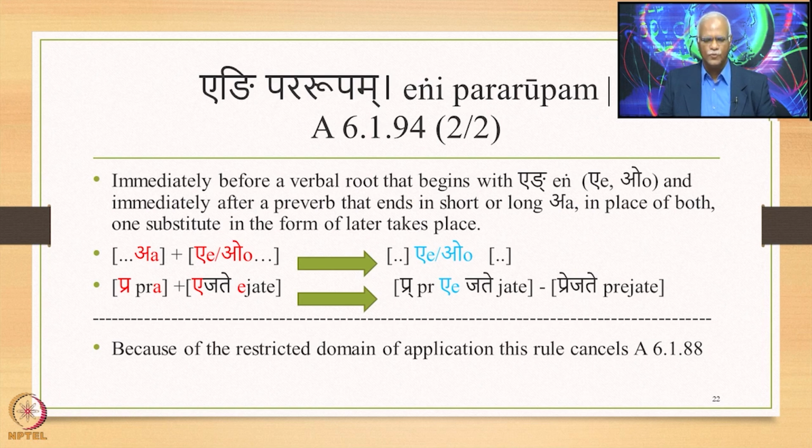But because 6194 has further restricted domain of application, because you do not want any a over here, you want an a only at the end of a preverb, an upasarga. And obviously you do not want any a over here, you want an a which is at the beginning of the verbal root alone. So preverb and verbal root, only in this environment 6194 applies. Obviously this is very restricted domain of application, and therefore in this case 6194 applies and 6188 does not apply.